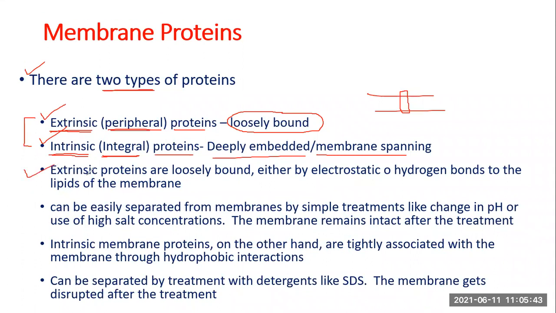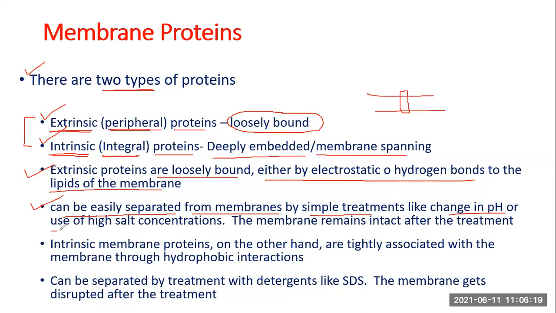Now extrinsic proteins or peripheral proteins are loosely bound, either by electrostatic or hydrogen bonds. What are the kind of interaction? You have either electrostatic interaction or you have hydrogen bonds to the lipids of the membrane, right? They can be easily separated because they are loosely bound. They can be easily separated from the membranes by simple treatments like change in the pH of the solution. So if you change the pH of the solution to more acidic or more alkaline, these proteins tend to separate from the lipids of the membrane.